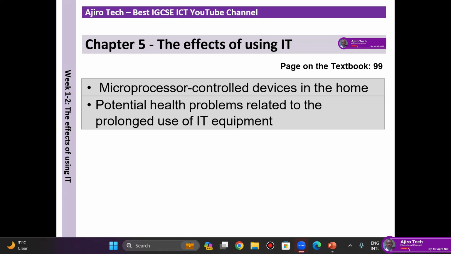We're looking at chapter 5, the effects of using IT. For us to begin talking about the effects of using IT, we have to go back a little bit to chapter 1, types and components of the computer system, where we talked about analog and digital computers. Analog computers are continuous, and digital computers process data in discrete form, zeros and ones.